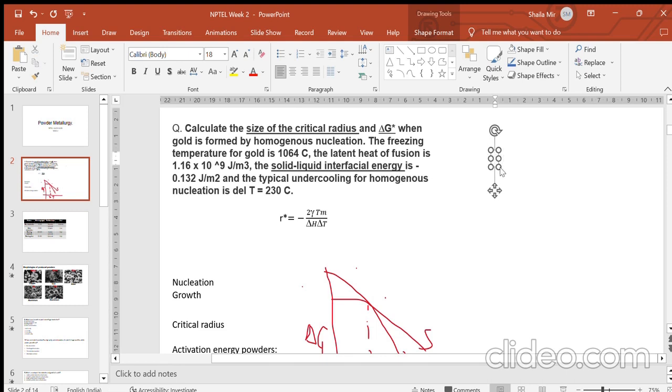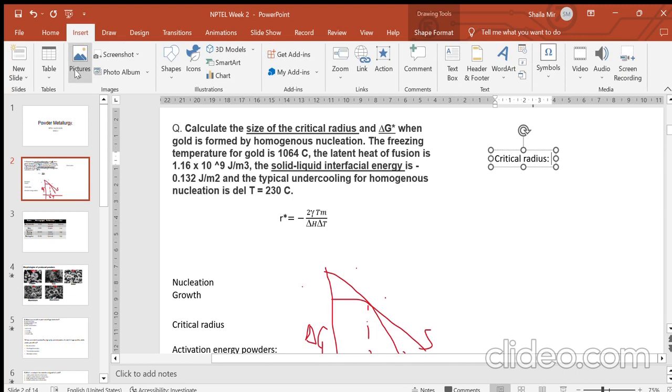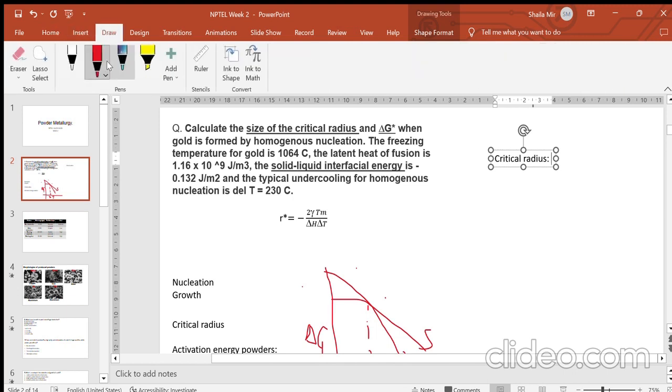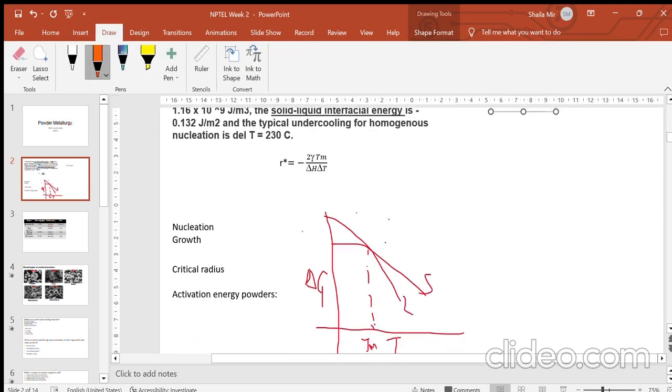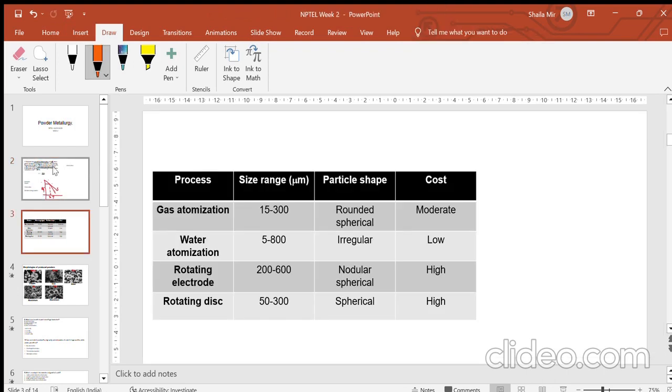Okay, so we have a critical radius. So what is critical radius? The critical radius is a radius at which we have a balance between the two energies. What happens whenever we are having a solidification? This is something that you might have covered, so a little bit brief before we move further.